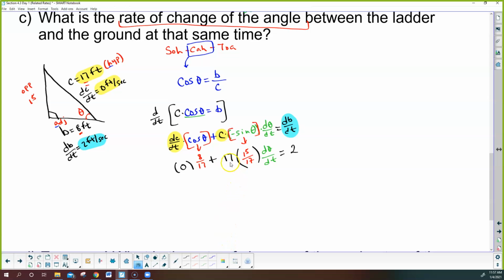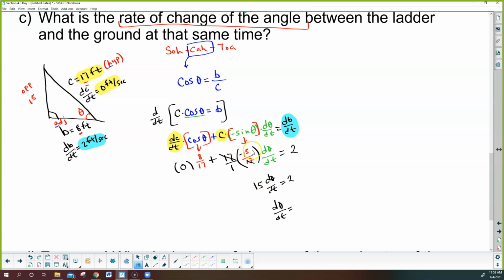Well, even friendlier, look at what happens here. This turns into 0, right? So that goes away. 17 on top and 17 on bottom, that goes away. So I technically have 15 over 1, or 15 d theta dt is equal to 2. And then if I divide this over, oh, I did forget the negative, sorry. That should be a negative.